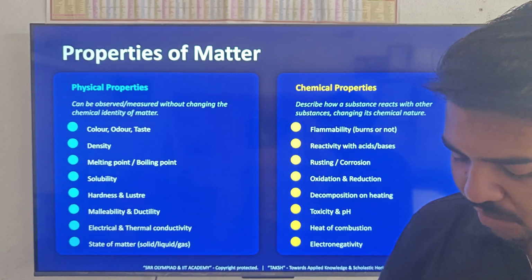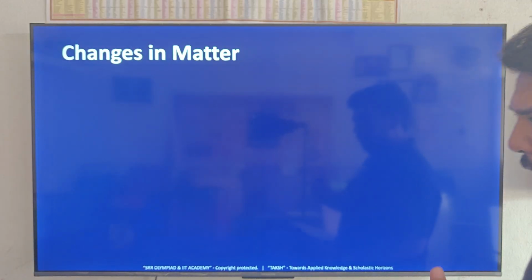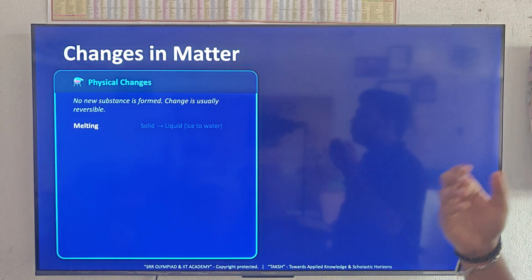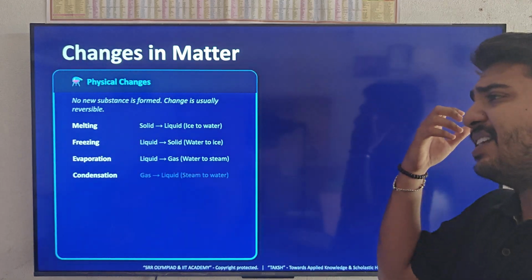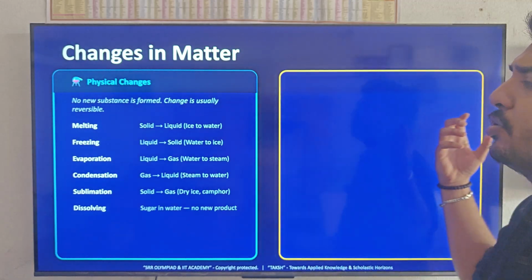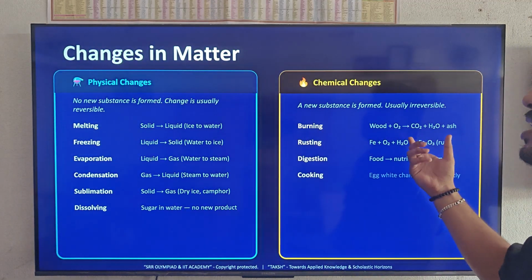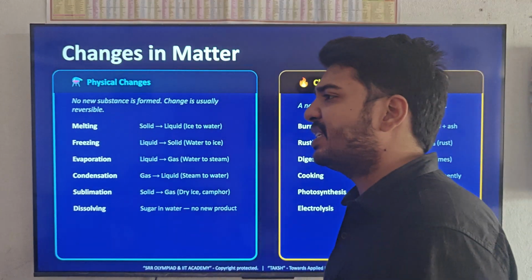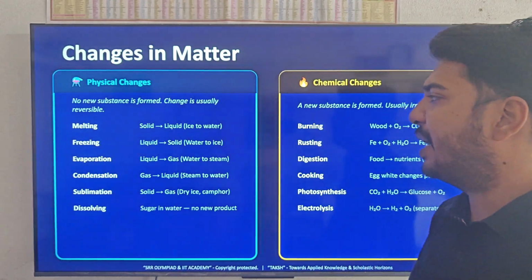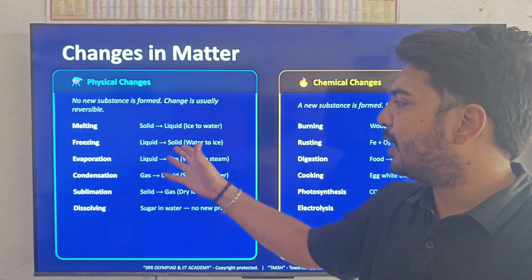So when we go for the next one, it talks about changes in matter, how matter gets changed. Matter gets changed physically and also chemically, okay. So there are physical changes and also chemical changes. Physical changes means the state of matter will be changed completely, like here, solid to liquid, liquid to solid.